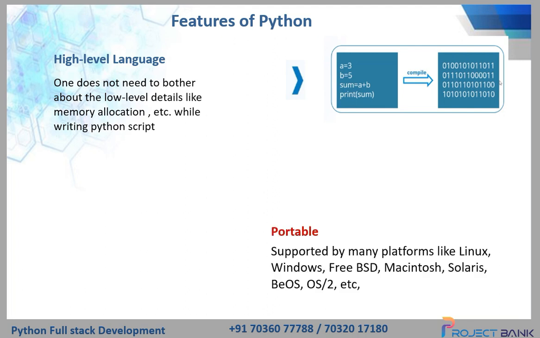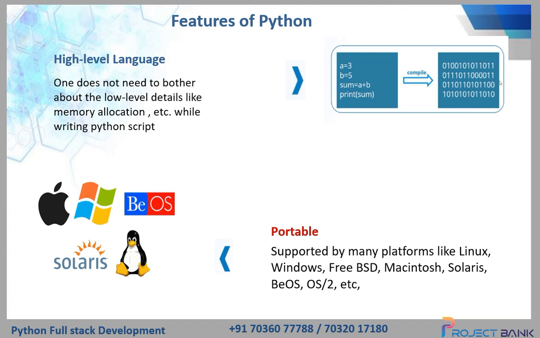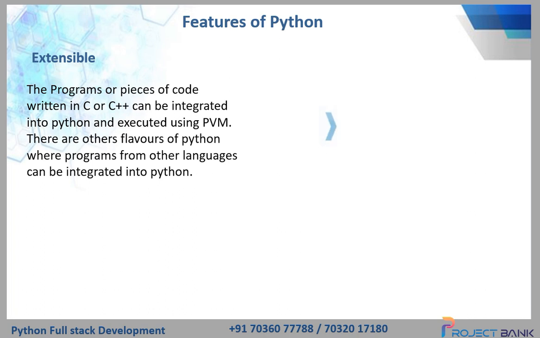The next feature is called portability, and it is supported by many platforms like Linux, Windows, Macintosh. Many operating systems are supported. That's why we can call it portable. The next feature is extensible. Programs or pieces of code written in C and C++ can be integrated into Python and executed using the Python Virtual Machine (PVM). There are other flavors of Python where programs from other languages can be integrated into Python.